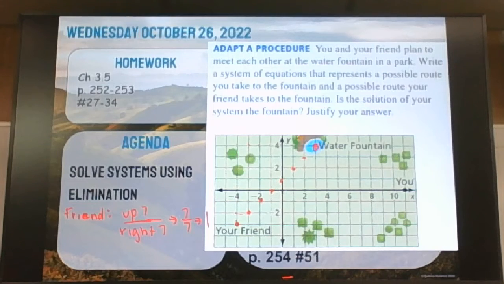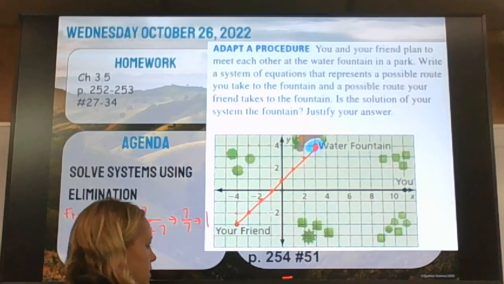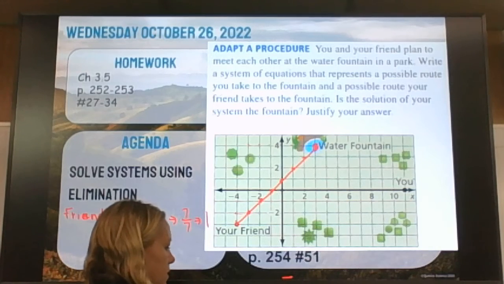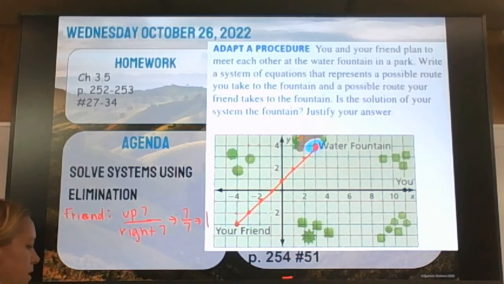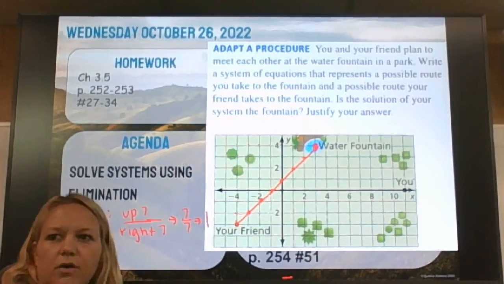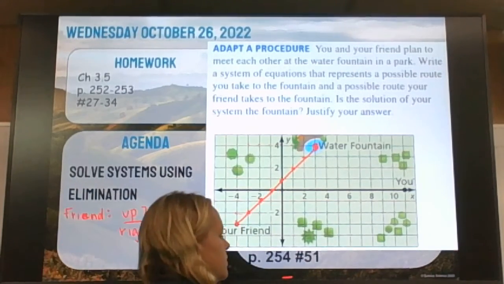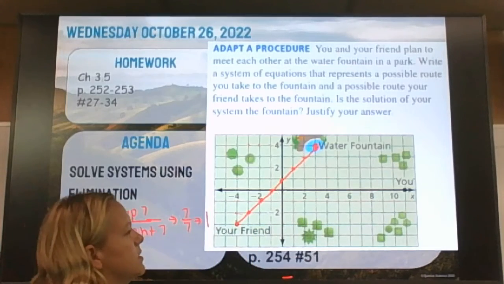Maybe I'll even draw that. So your friend's equation, thinking about slope-intercept form, would be y equals 1x, and I typically don't write a coefficient of 1. And then the y-intercept here is 1. So y equals x plus 1.